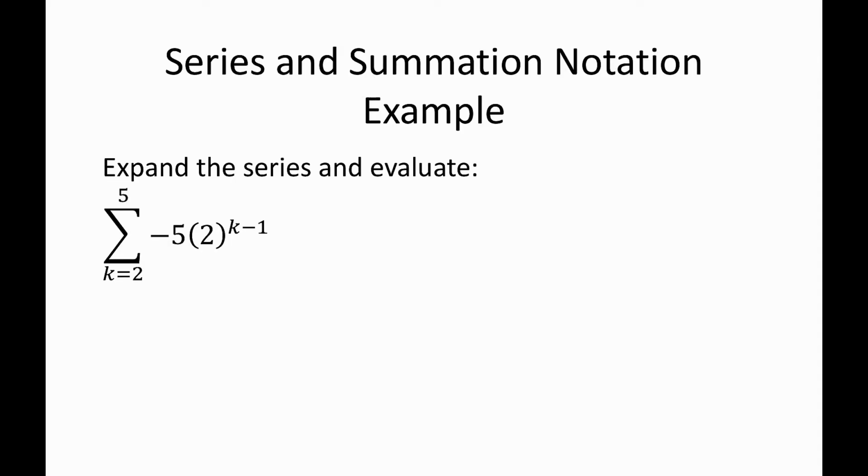Here's the example. We're going from k equals 2 up to 5 for negative 5 times 2 to the k minus 1. There's a lot going on here. There's one small change. This k equals 2 down here means we're starting with the second term. And this number up here is, we'll stop with the fifth term.